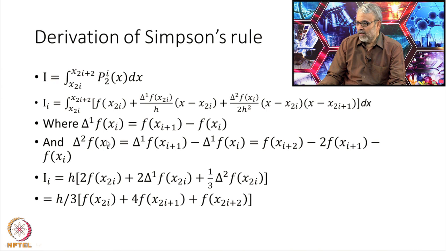When you integrate, my final result is h/3 times [f(x_2i) plus 4 times f(x_2i+1) plus f(x_2i+2)]. So the end points x_2i and x_2i+2 contribute only 1 time, whereas the middle point x_2i+1 contributes 4 times, and the whole thing you multiply by h/3. This is called Simpson's 1/3 rule. Between every interval, this is my integration.